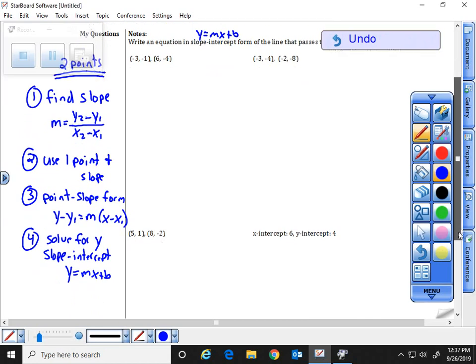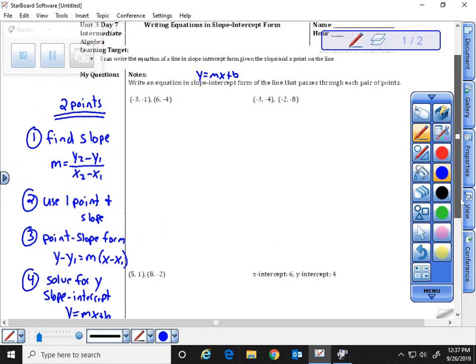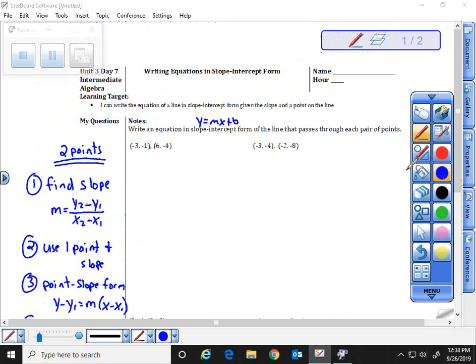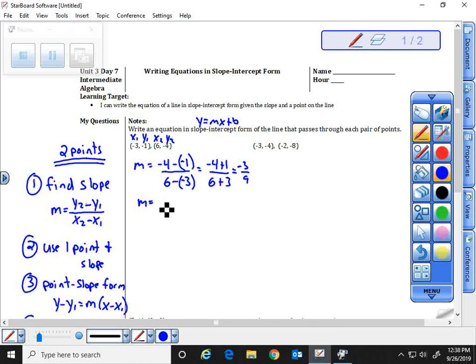So with that said, let us figure some of these out. A few examples here. So we're going to say maybe this is my x of my first, and my y of my first, and my x of my second, and y of my second. So finding the slope, I'll take the negative 4 minus the negative 1, and I'll take the 6 minus the negative 3. Having a minus minus makes it into a plus, so it'll be negative 4 plus 1 on top, and 6 plus 3 on the bottom, which will give me negative 3 over 9, so the slope equals negative 1/3.